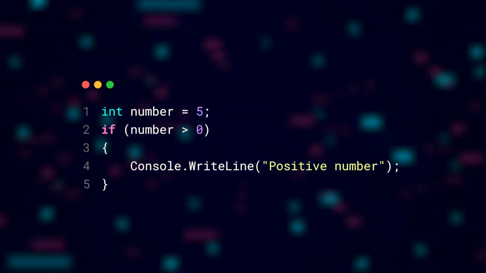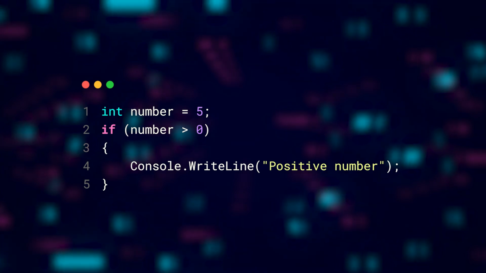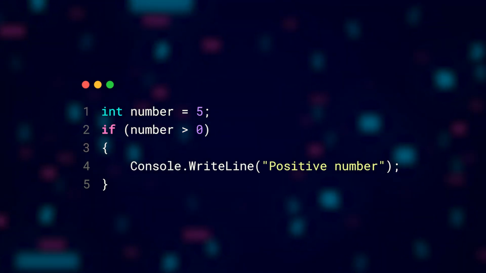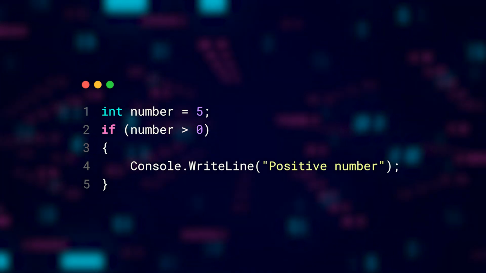When you start programming, you don't need to jump straight into complex topics like object-oriented programming. First, you should learn how to declare variables, write conditions, loops, and methods. These are the core building blocks of programming.